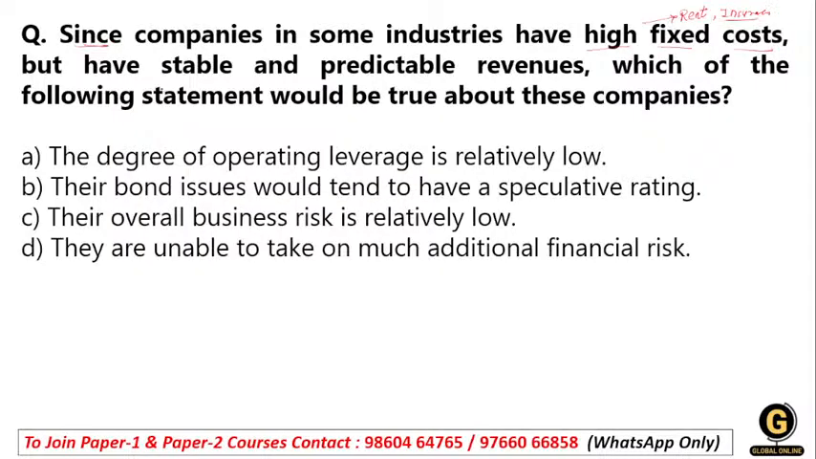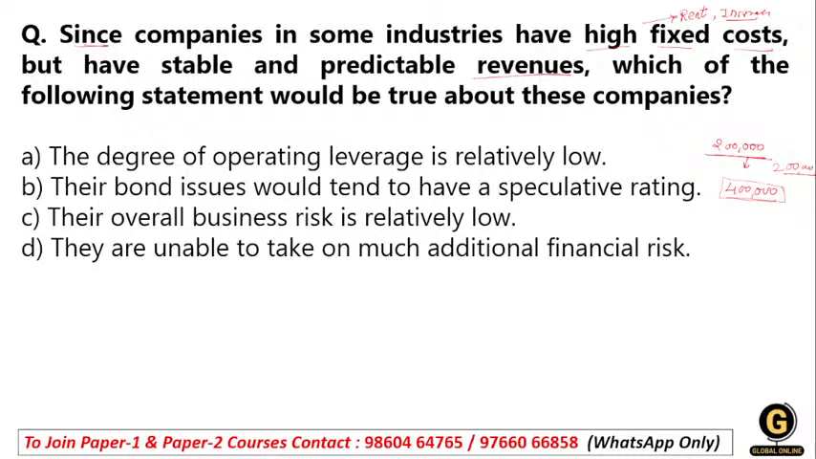Okay, but they have a stable and predictable revenue. I know that when I started my business, the rent I am paying for that particular shop is 2 lakh rupees. But I also know that the revenue which I get from that business is 4 lakh rupees. So I know that my fixed predictable revenue will be 2 lakh rupees. So this stable and predictable revenue is 2 lakh rupees. Which of the following statements should be true about this company? So what is actually shown?